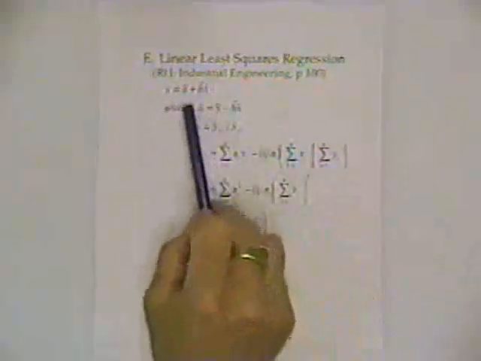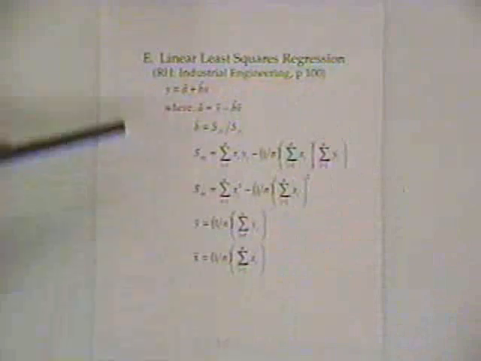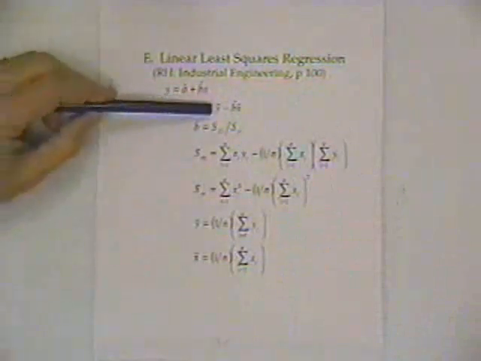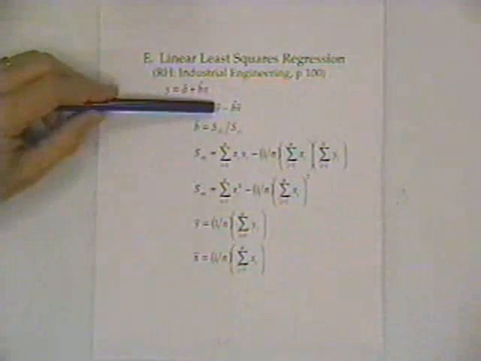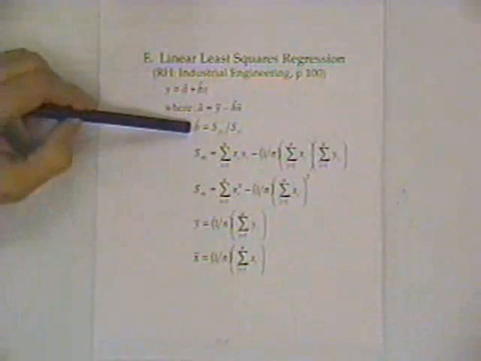All right? In this case, this is the form of the formulas that are in the reference handbook, and they say that they define a hat as y bar, or the average of y, plus b hat times x bar.